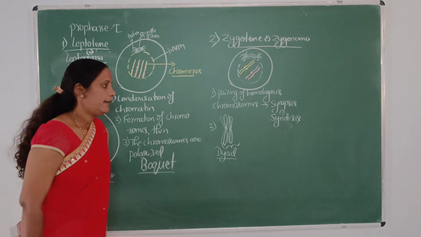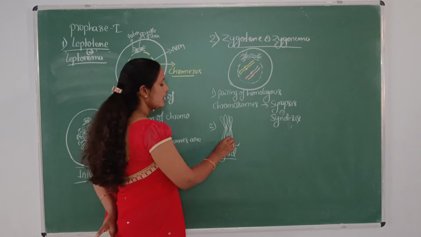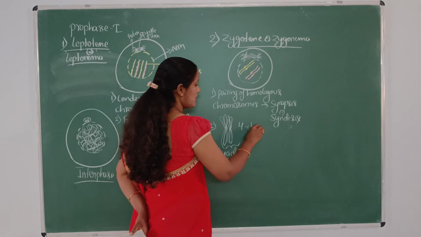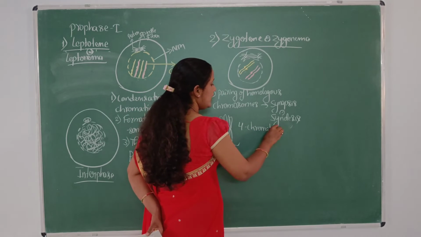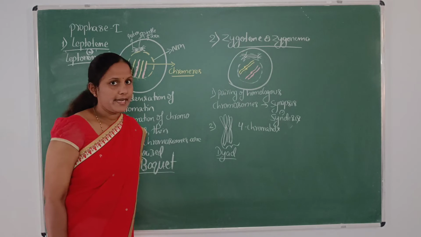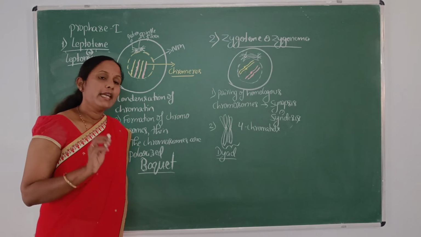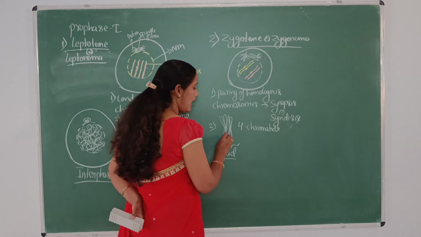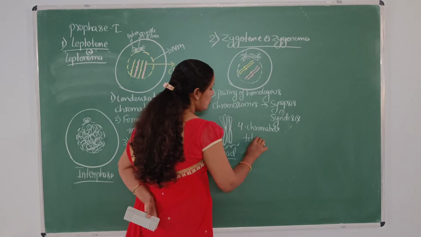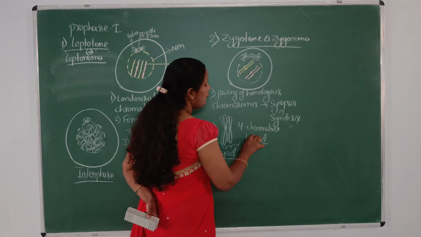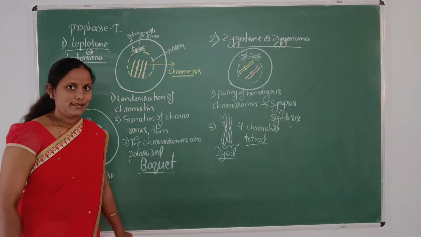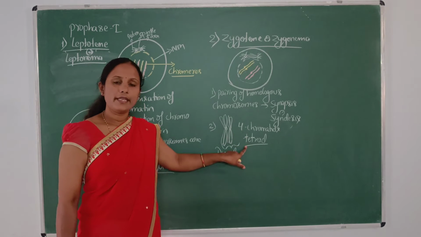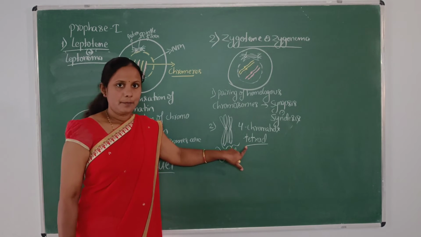Chromosome dyad. And in a homologous pair, there is presence of four chromatids. Each chromosome is having two chromatids, which means in a homologous pair there is presence of four chromatids. Hence this is called chromosomal tetrad. Tetra refers to four. Four here is four chromatids. In a homologous pair there is presence of four chromatids. So we refer to the term tetrad.